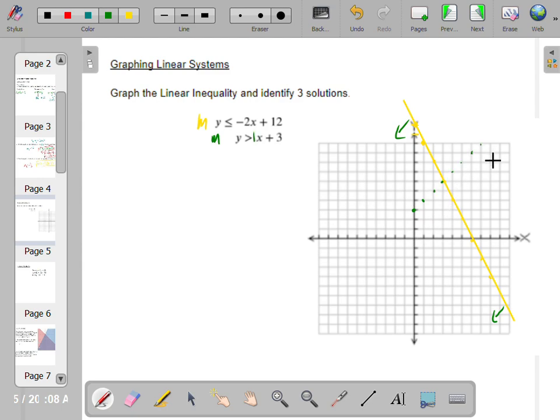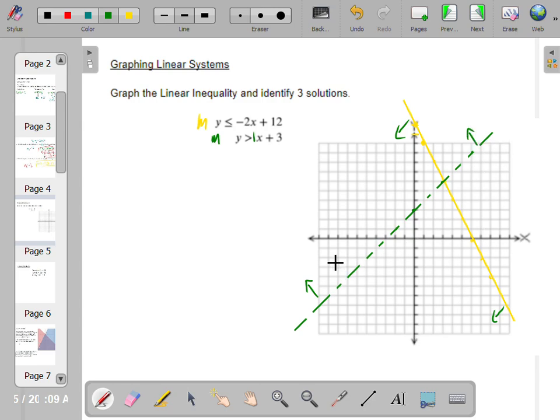In this one, since it's a greater than and not a greater than or equal to, it actually needs to be a dashed line. So when I draw this, that's a solid line. I need to make it dashed. Now it's a dashed line. And again, since it's greater than, I want to shade above this time, so I'm shading up.